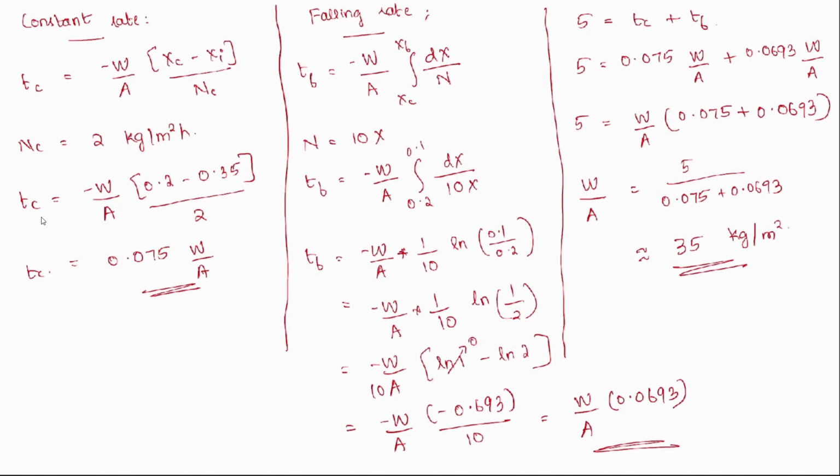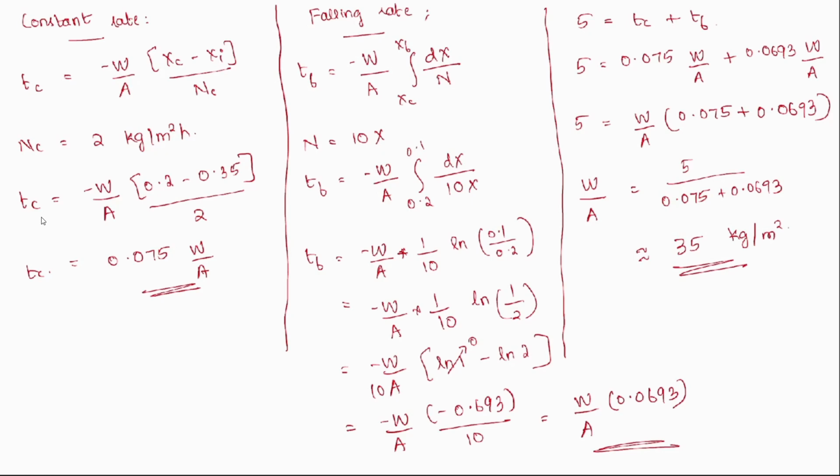So just briefing again, what we basically have to do is find TC and TF in terms of W by A, and we have been given all the tools and values necessary to do this. So we can find TC in terms of W by A and TF in terms of W by A, and then we just have to substitute this equation in the equation for total time.